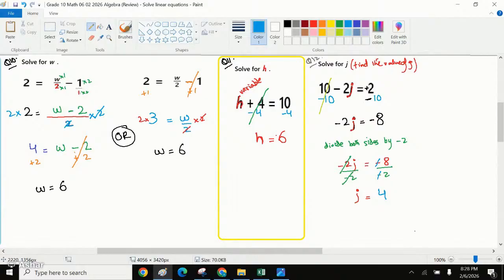In question number 12, the variable was j. In question number 11, the variable was h. And in question number 10, it was a w. They can use a different variable for each different question. It doesn't have to be w, x, y, z every single time. Different variables can also be used. Okay? Let's move on to the next.